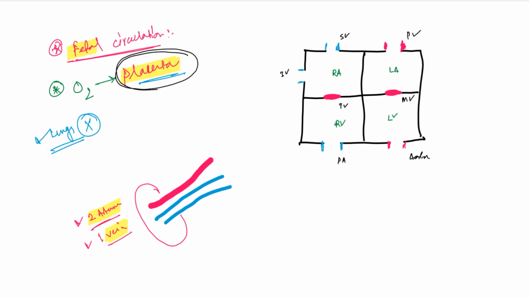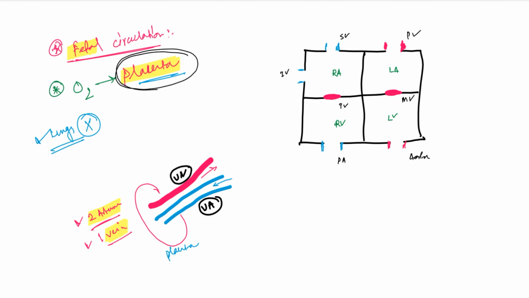Now let's mark it: umbilical vein, umbilical arteries. This is the umbilical vein. This carries the blood to the fetus, and through the umbilical arteries the blood returns back into the placenta. This is the placenta.